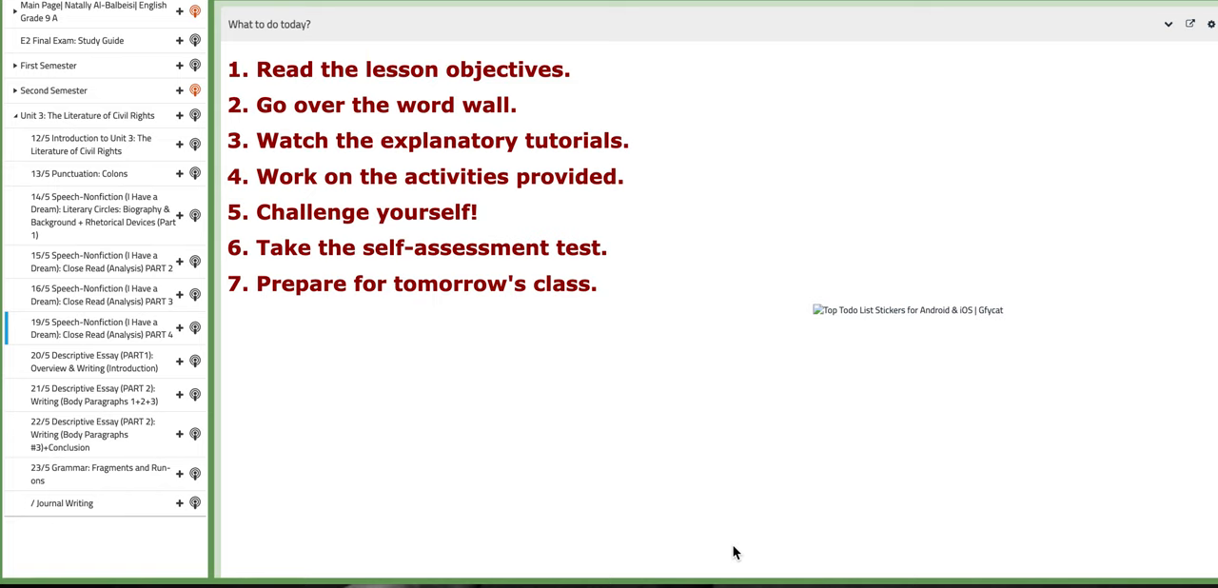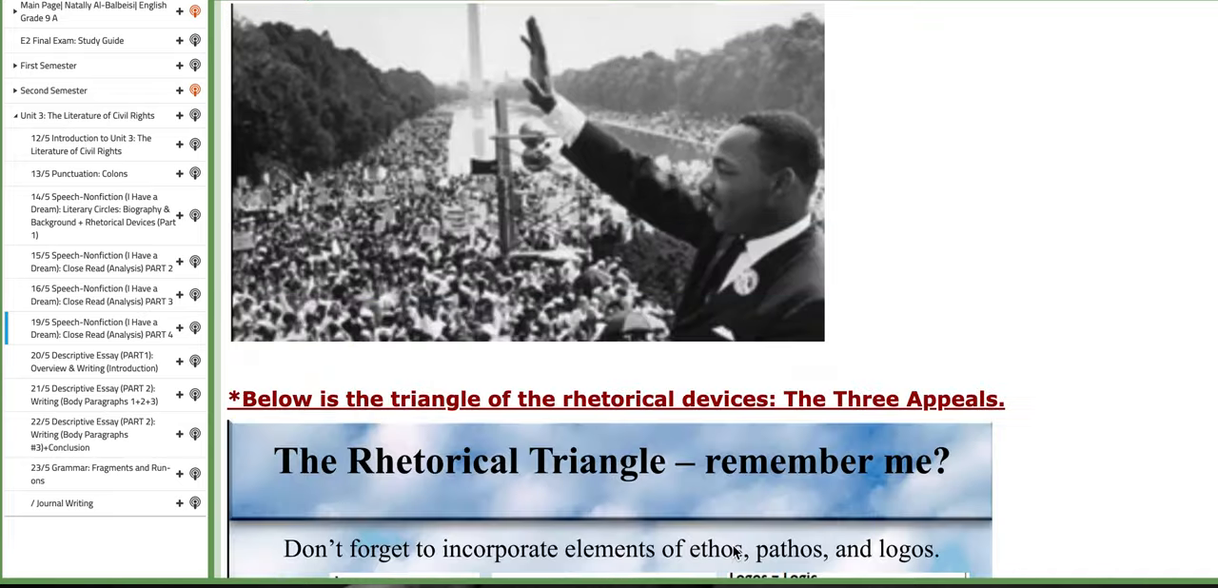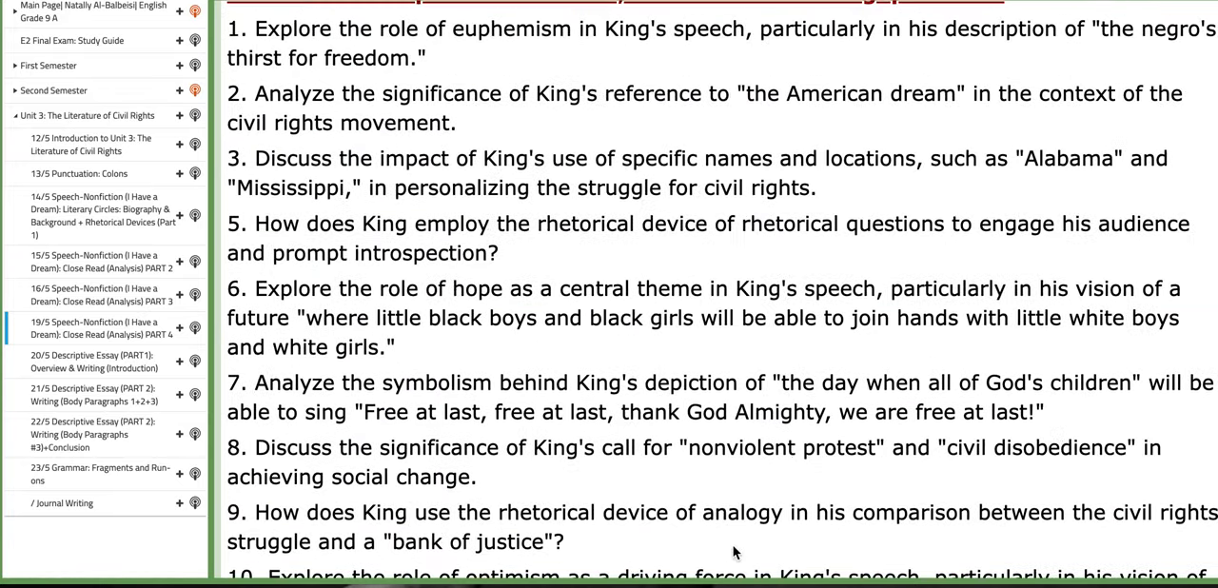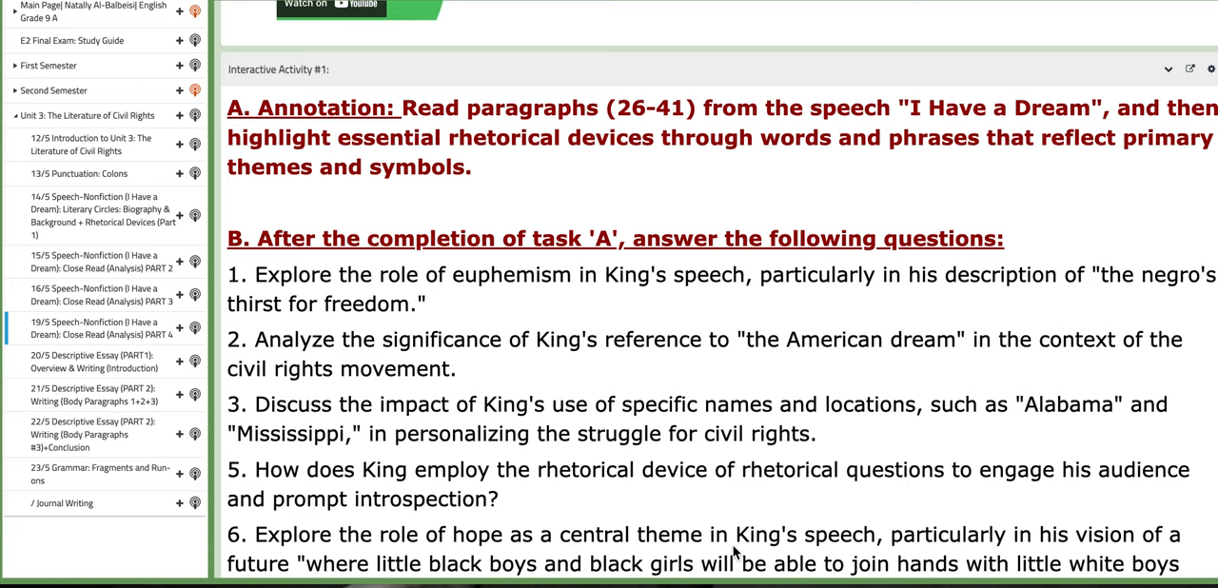In this tutorial, I will discuss the material included for week number 17, starting with the first day of this week, the 19th. On this day, we are going to finalize the speech by Martin Luther King, I Have a Dream, making this lesson part 4 of its analysis. So on this day, we are going to work on specific paragraphs from 26 to 41.